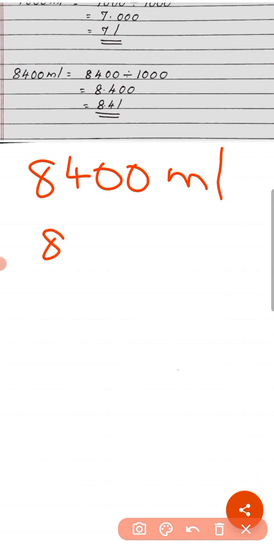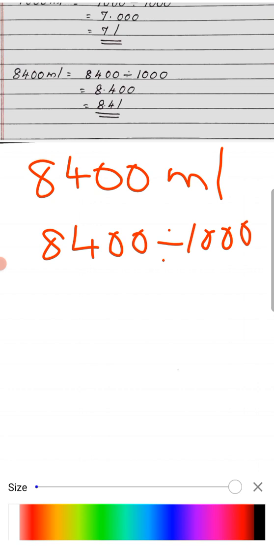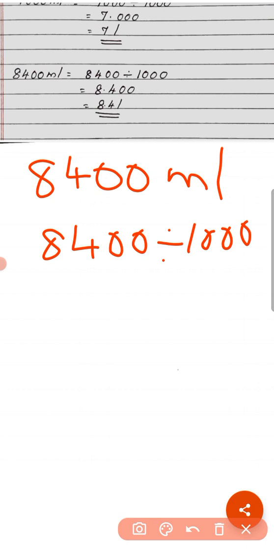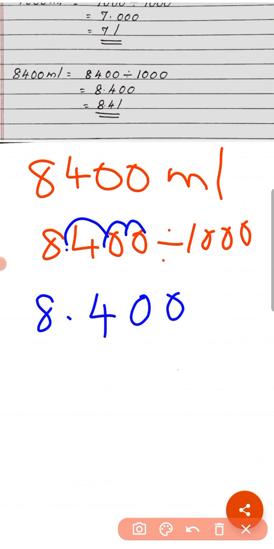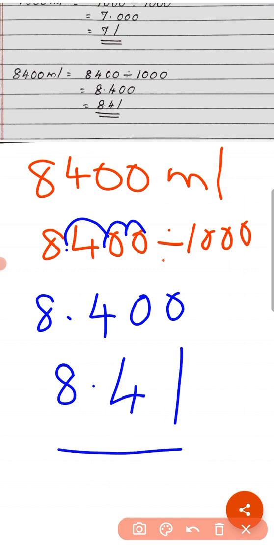Next is 8,400 milliliters. 8,400. Same method, divided by 1000. Put the decimal 3 places to the left side. 1, 2, 3. So 8.400, which is equal to 8.4 liters. These zeros are valueless.